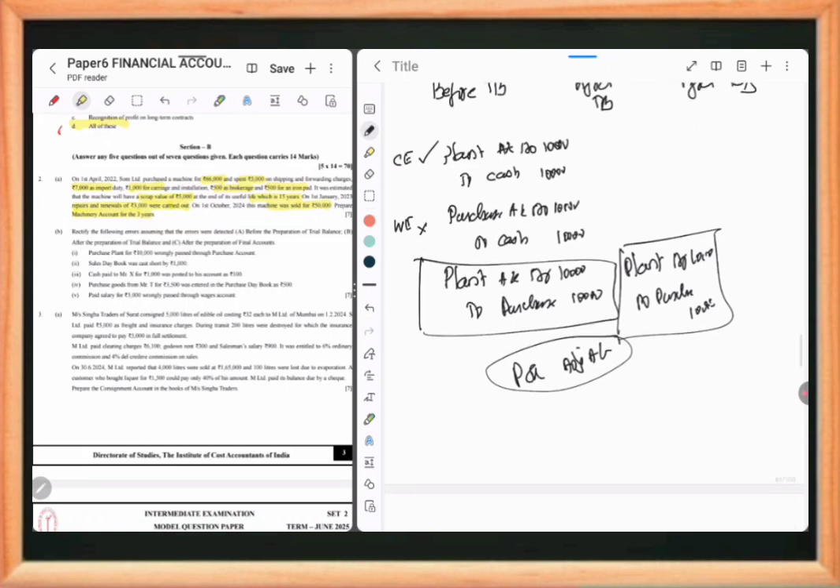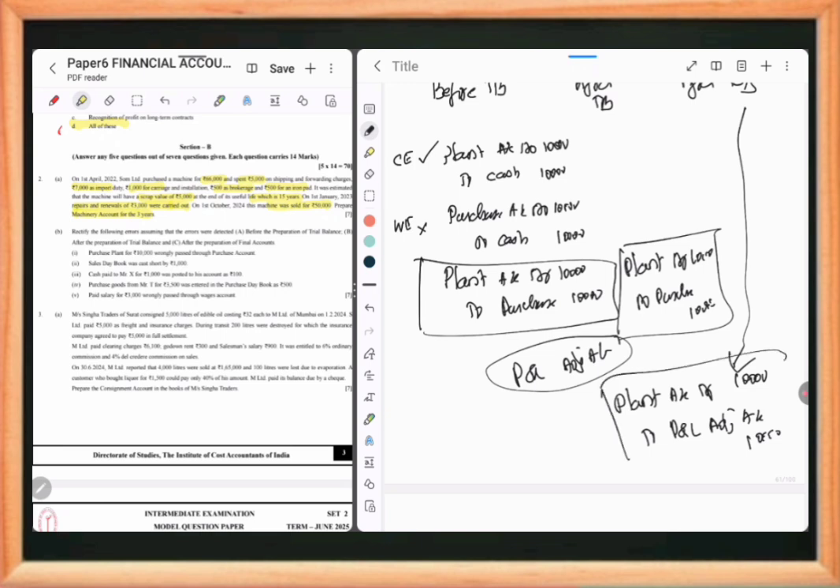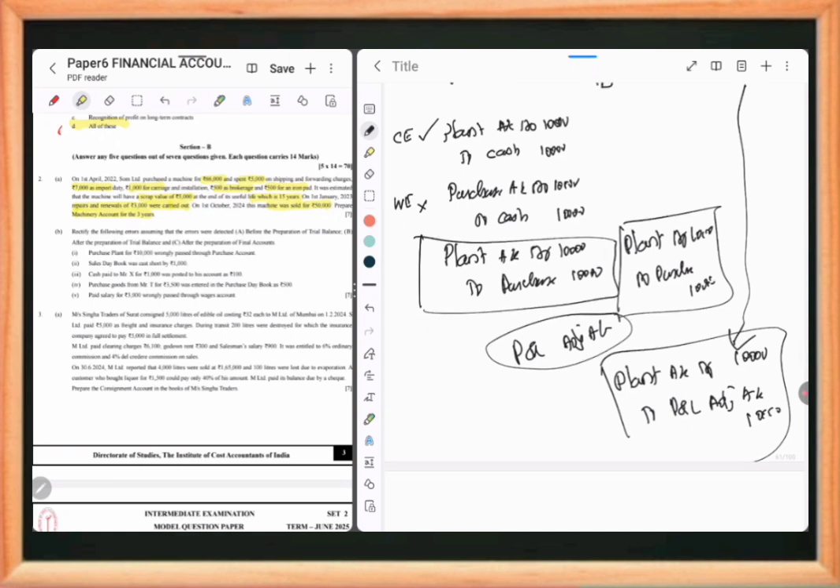So what will be the correct entry here? Plant account debit to profit and loss adjustment account, 10,000, 10,000. So the rectification entry in the earlier cases, before and after trial balance, was plant account debit to purchases, the same amount. Here it is plant account debit to P&L adjustment account. So this is the correct answer. Please make note of it.